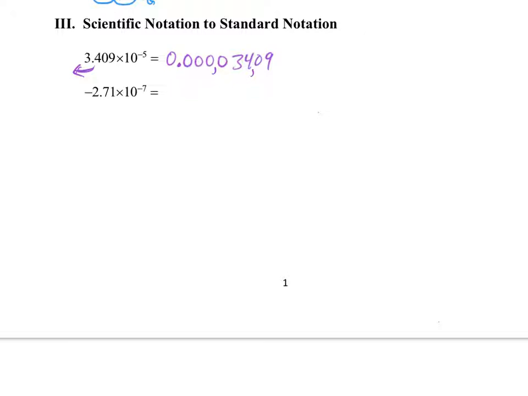All right, this last one. How many zeros are we going to put in front of that 2? 6. Because we have 7 jumps total, but 1 jump takes me to the front. Are we going to have a negative in front or not? Yes, because it's a negative number. So you could say negative point. Then you guys said 6 zeros. So 1, 2, 3. Could do your commas now if you wanted to. 1, 2, 3, comma, 4, 5, 6, comma, 2, 7, 1.